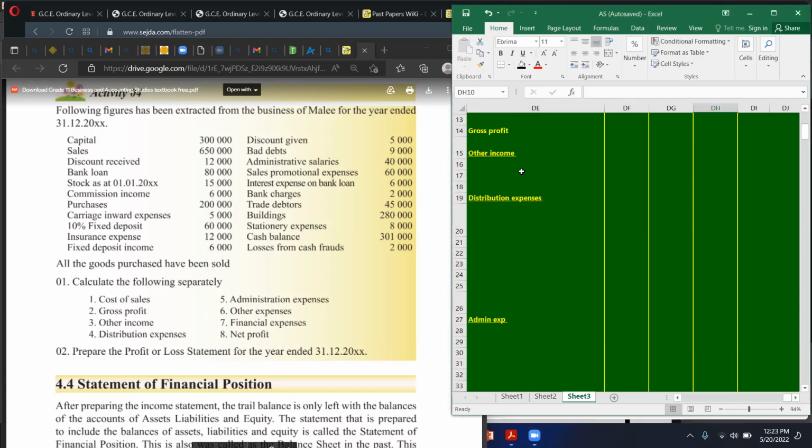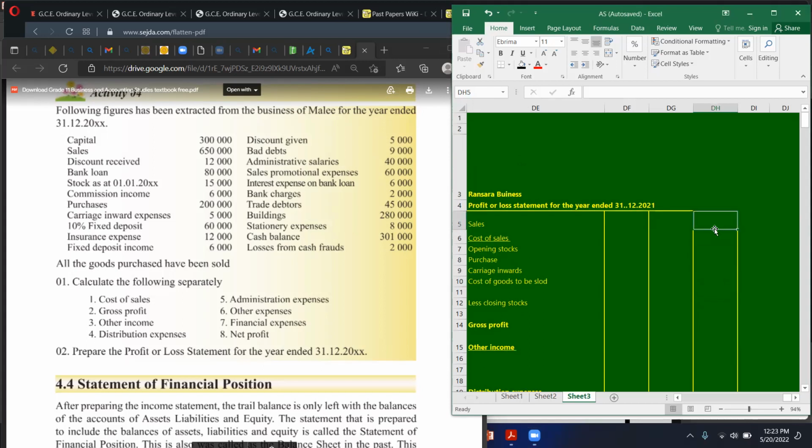Capital does not come in. Sales 650. Please write them down. That one, third column. Discount received, other income. Second column. Bank loan is a liability. Remember this, for the profit and loss, you only consider revenue items and expense items. That's all.